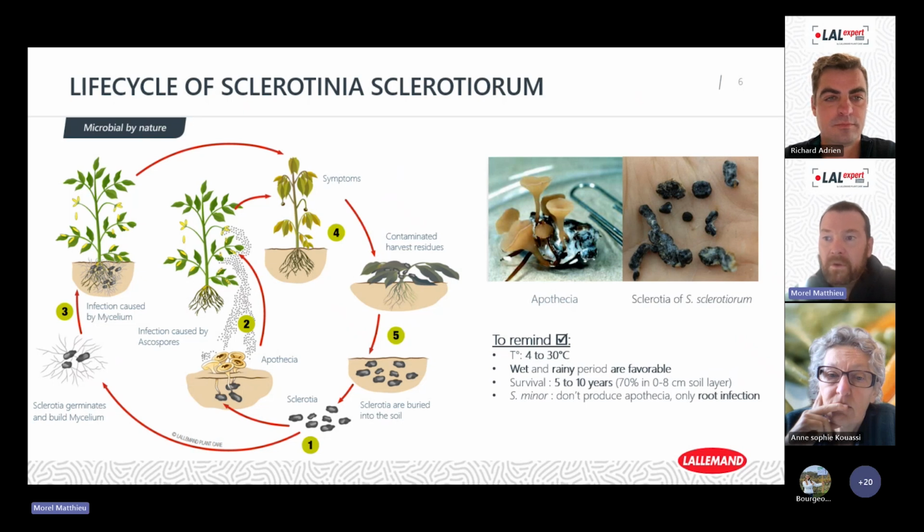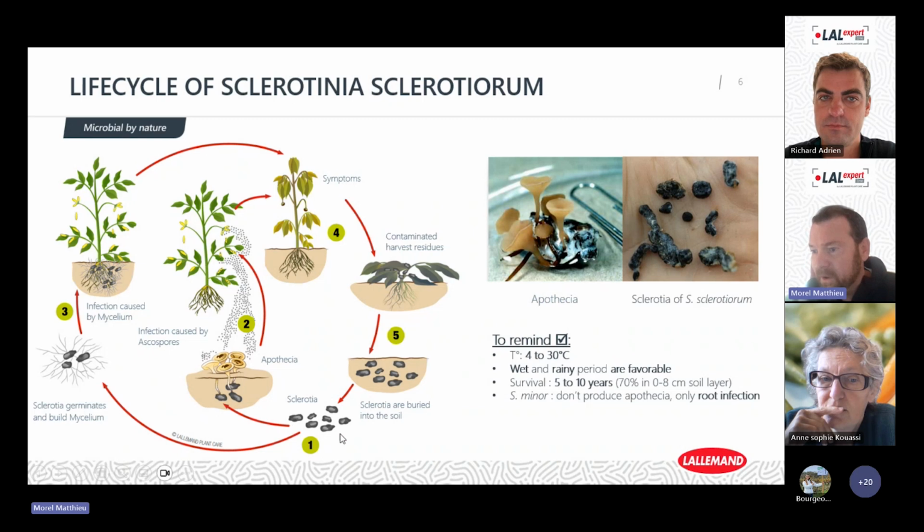A little bit about the life cycle of Sclerotinia sclerotiorum, the main Sclerotinia affecting the crops I just mentioned. Here you have the cycle, so just a few words about that. It all starts from the soil. The overwintering organ that remains in the soil is the sclerotia, which you can see at the bottom of the picture. They are little stones, as you can see here, that remain in the soil during the winter.